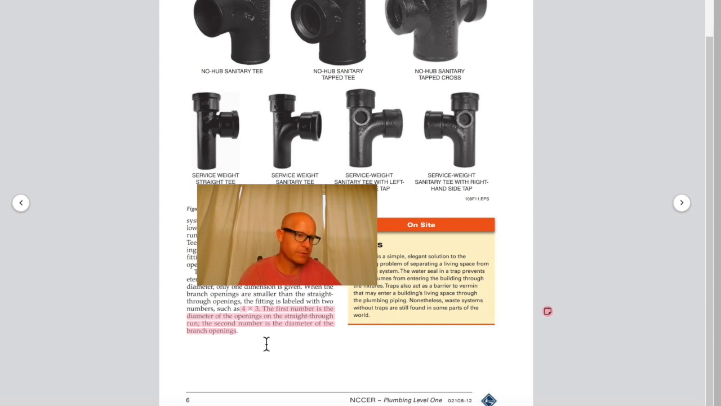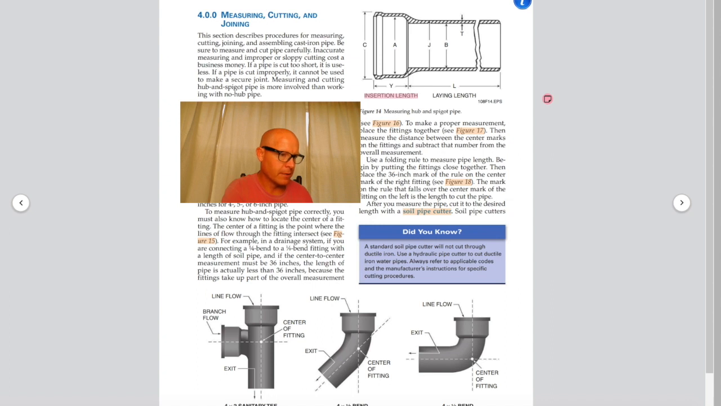All right, so let's say it's a T or it's a Y. You've got 4, that's straight through, so that's the run, and then the branch is 3, okay? Right here, this is the hub, and the Y right here indicates the insertion length. That will be a test question, so just remember that.